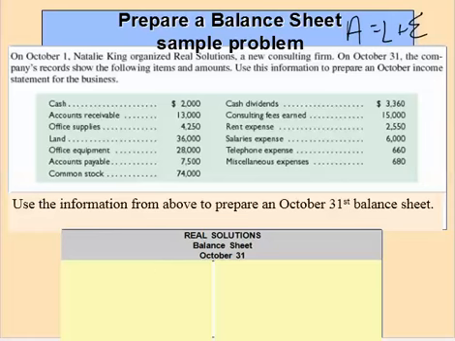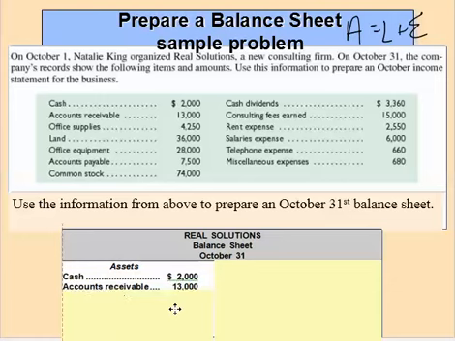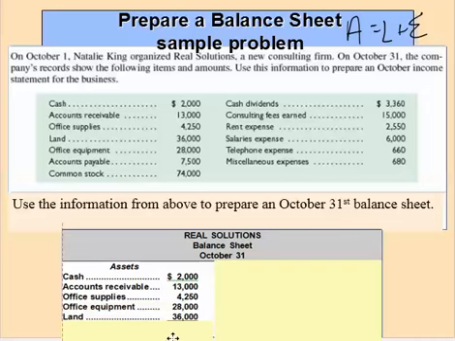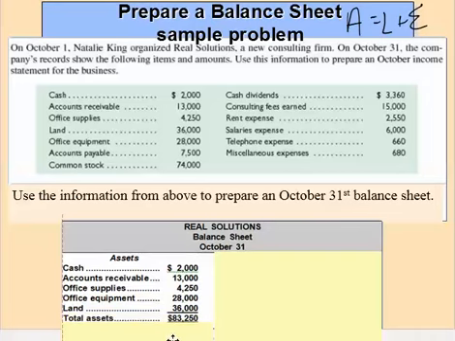So let's start with our asset side of the balance sheet, and we will list out all of the assets. Remember, we had cash, accounts receivable, office supplies, land, and office equipment. Those are all assets. They're all things a company owns that has probable future economic benefit. So total assets for this particular company are $83,250. Now my equation has to stay in balance. I'll show you what that means here in just a second.